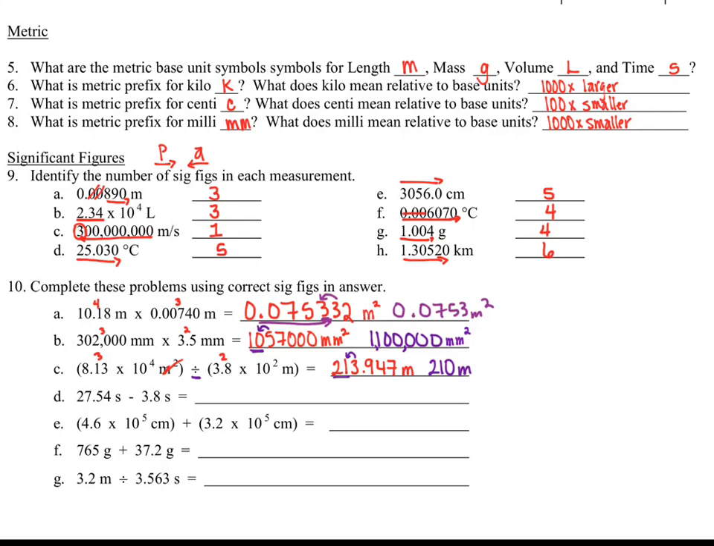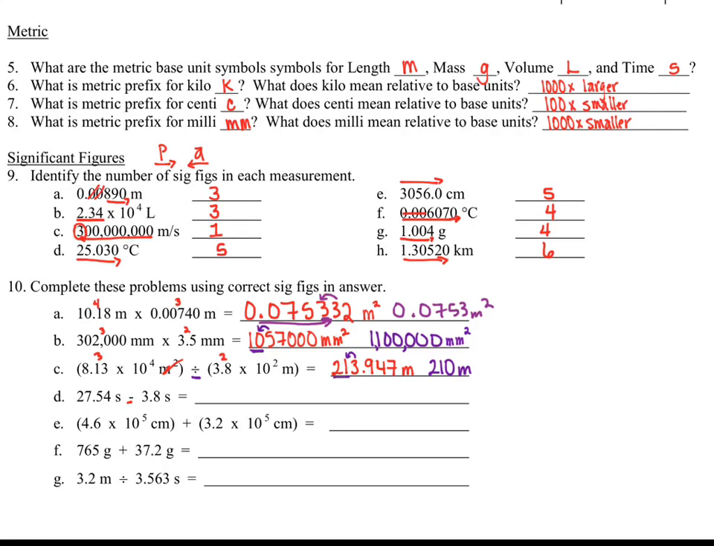Next problem, I have 27.54 seconds minus 3.8 seconds. Now we're subtracting. And remember, when we're subtracting, we go with our least precise equipment. In this case, since this 3.8 only extends out to the 10th place, we know that that is less precise than going out to the 100th place. So my answer better not extend more than the 10th place. And so be careful with the rules. They're not the same as multiplication.